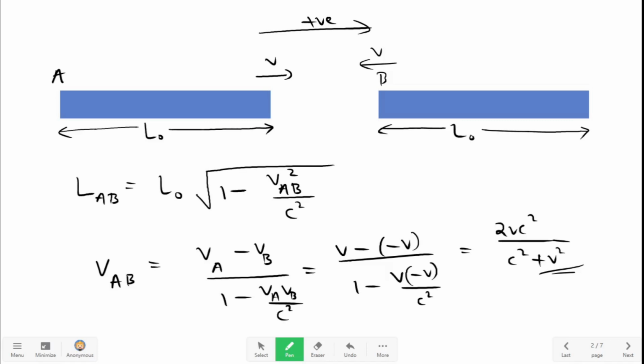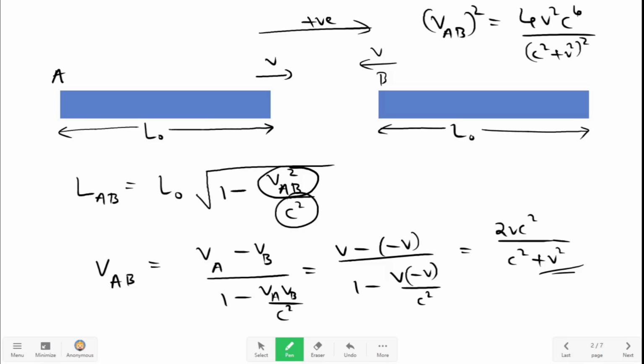Now let us substitute this here. Let us substitute the VAB value here. Then we will get, if we square VAB, we have VAB square is equal to 4V square C raised to 4 divided by C square plus V square the whole square. And when you divide by C square, C raised to 4 will become C square.